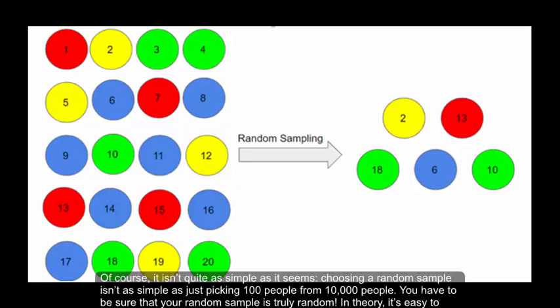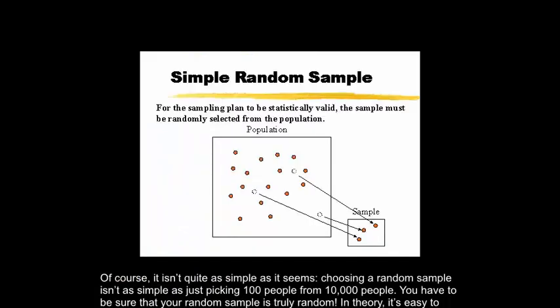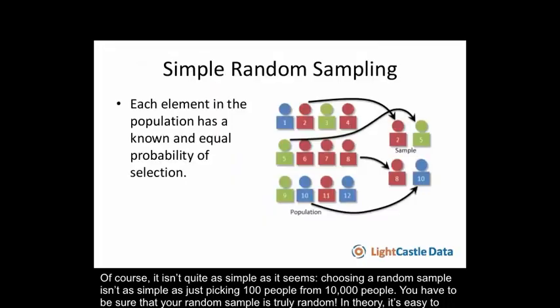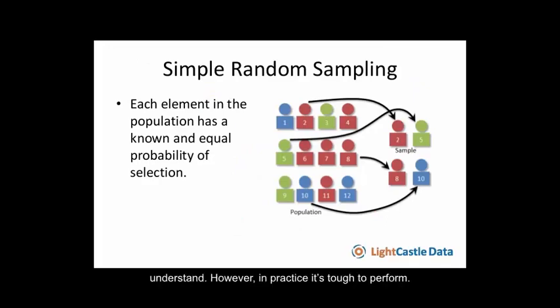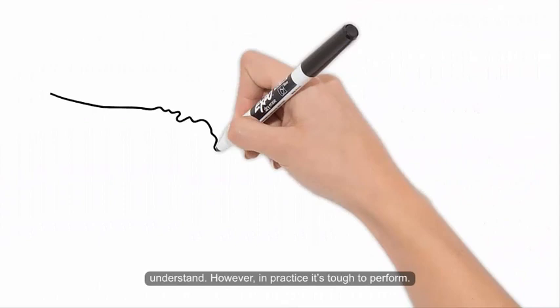Of course, it isn't quite as simple as it seems. Choosing a random sample isn't as simple as just picking 100 people from 10,000 people. You have to be sure that your random sample is truly random. In theory, it's easy to understand. However, in practice, it's really tough to perform.